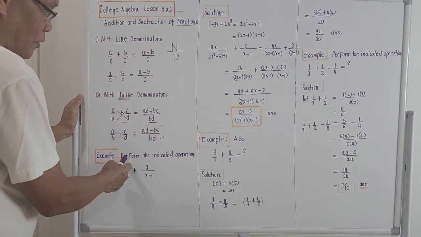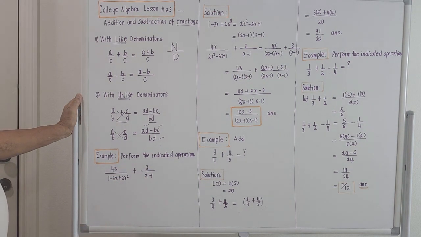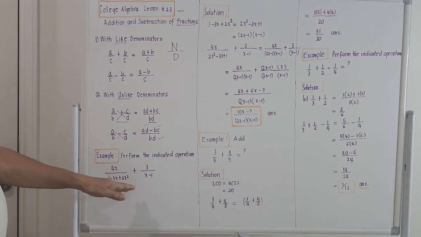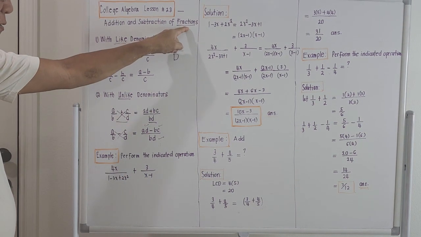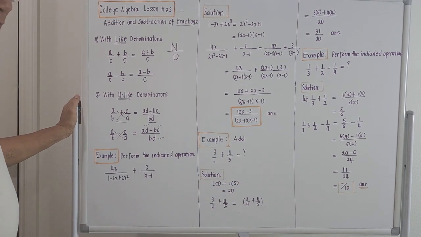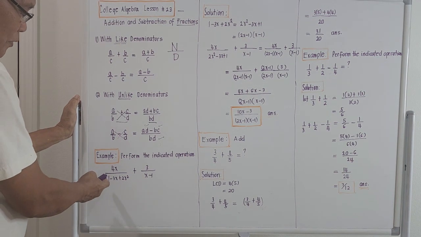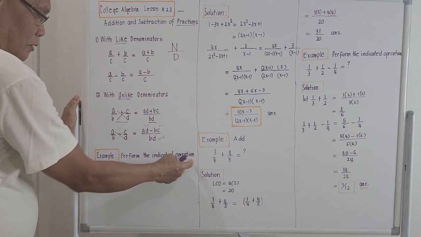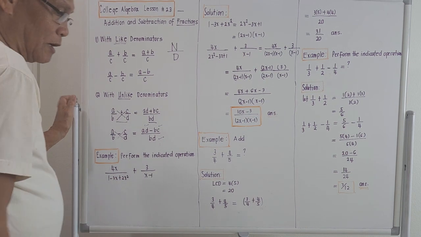Example number 1. Perform the indicated operation. We are given algebraic expressions. This is the first algebraic expression. This is the second algebraic expression. They are both fractions, or simply rational expressions. So this is the first fraction and this is the second fraction, and we are asked to perform the indicated operation. We are asked to take the sum of these two expressions. Okay, let's bring out the solution.